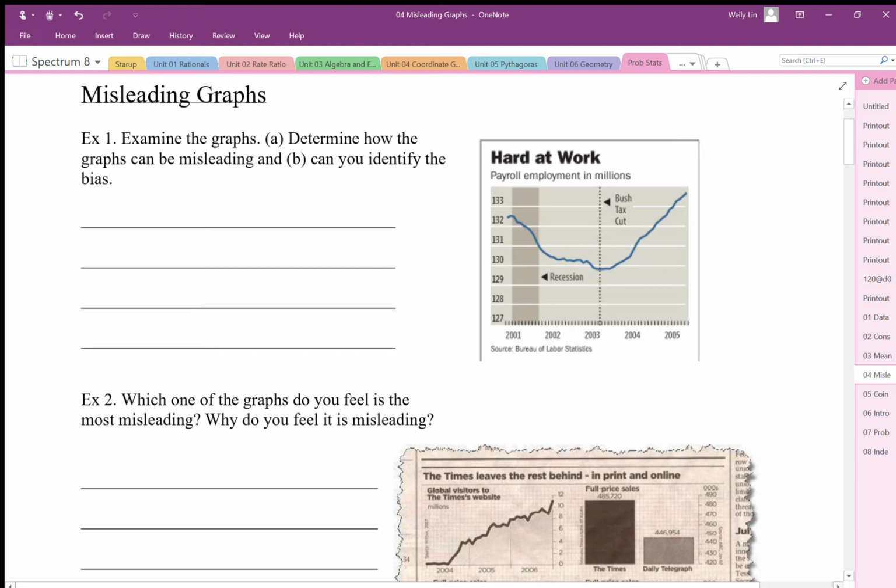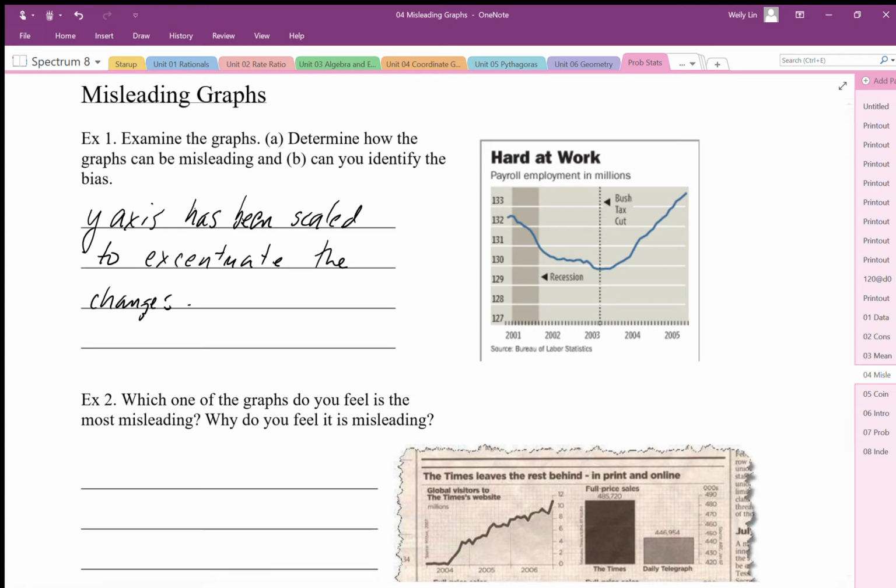Okay, so determine why the graph's misleading. Well, the y-axis has been scaled to accentuate the changes. Okay, and part B says, can you identify the bias?